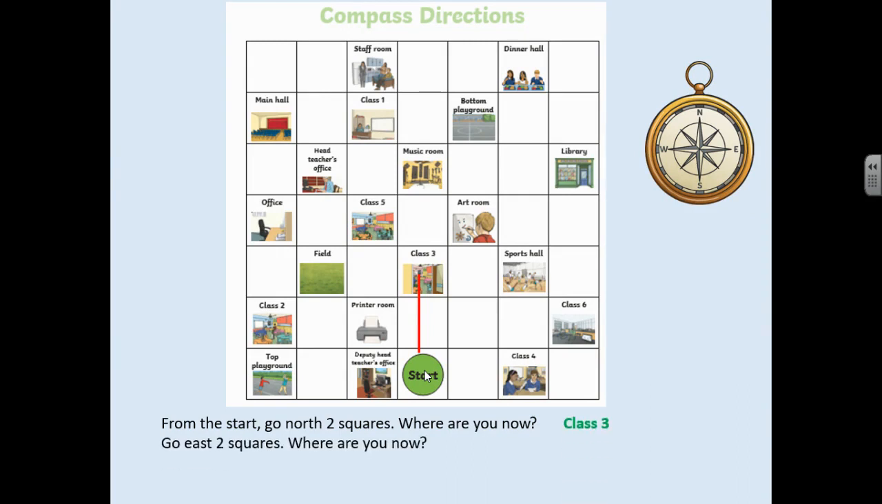Go east 2 squares. Let's see. East is here, so I need to turn and go east 2 squares. So I've reached the sports hall. Now I need to go south, and that means I need to go down. Where am I now? I've come to class 4.